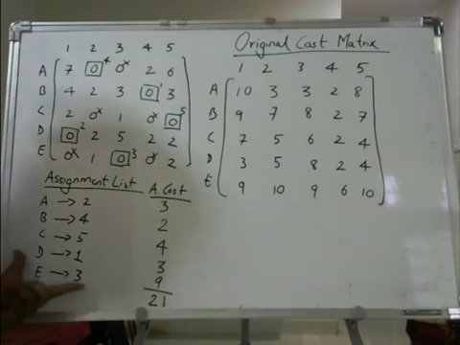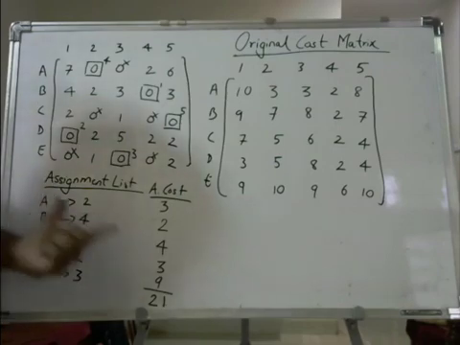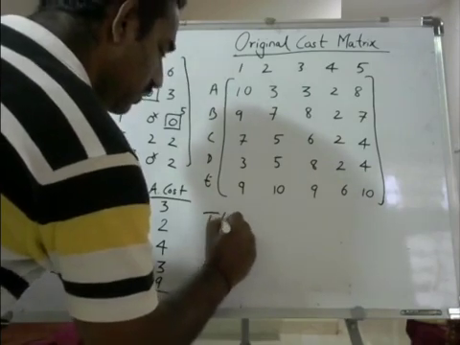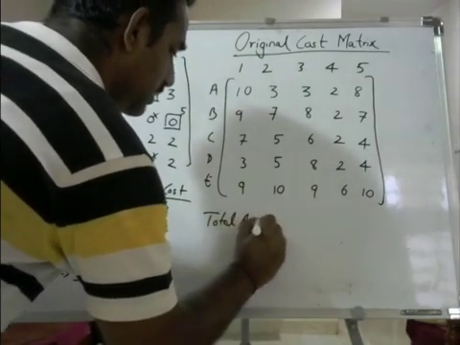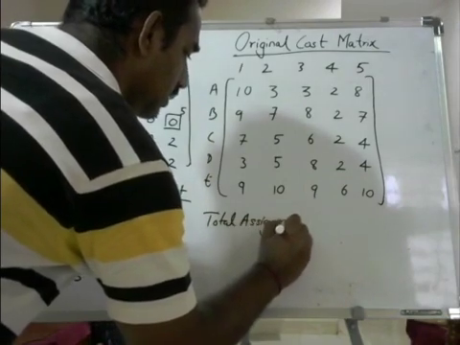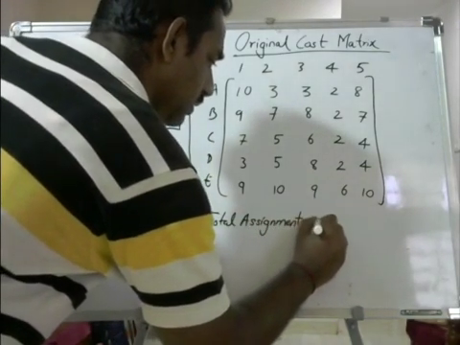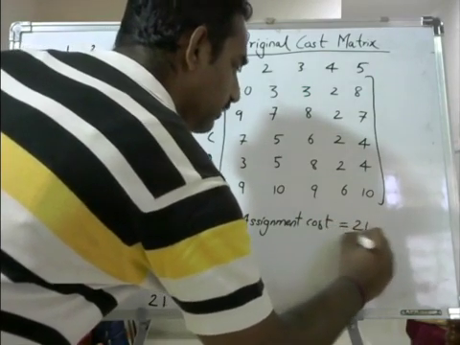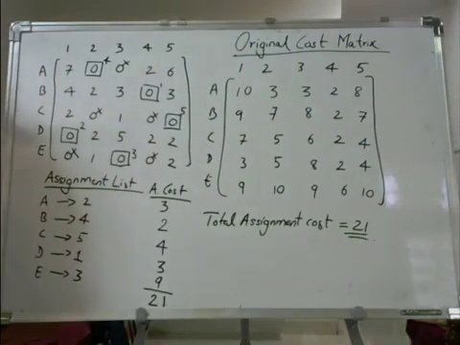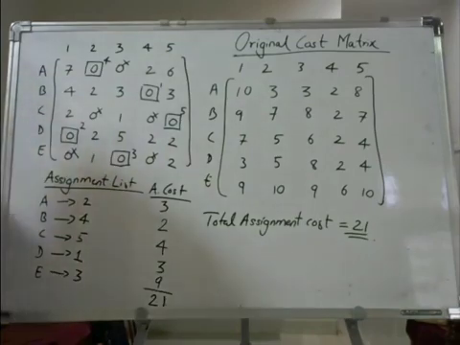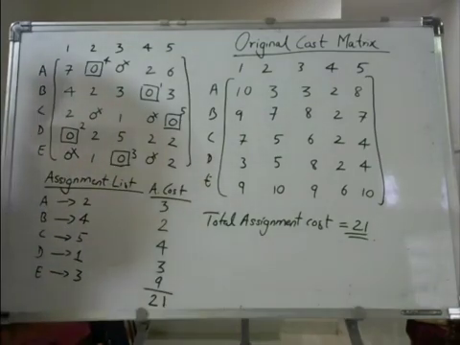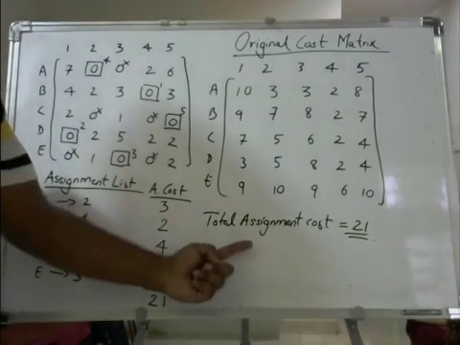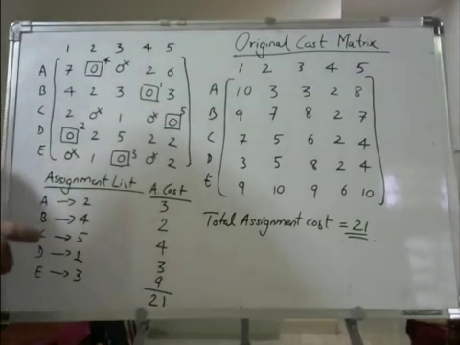So therefore, this is the optimal assignment. This is called the optimal job assignment, and the total assignment cost is equal to 21. Okay, in this way you will solve assignment problems and find the optimal assignments as well as the assignment cost. So this is how we need to solve the problems.